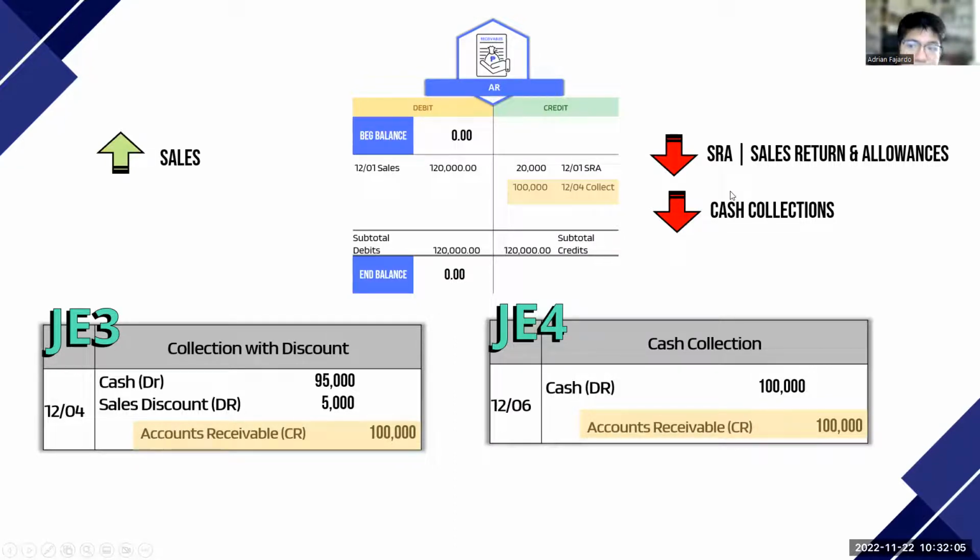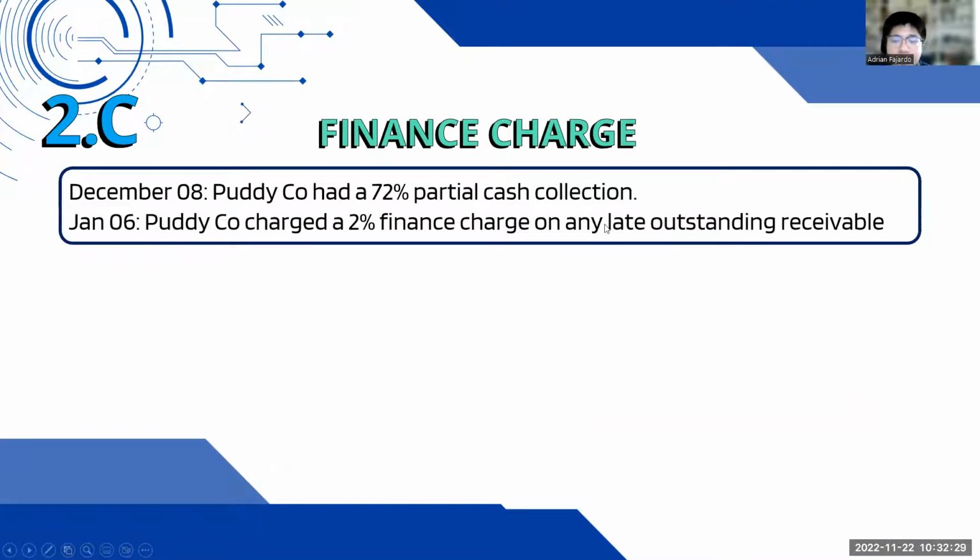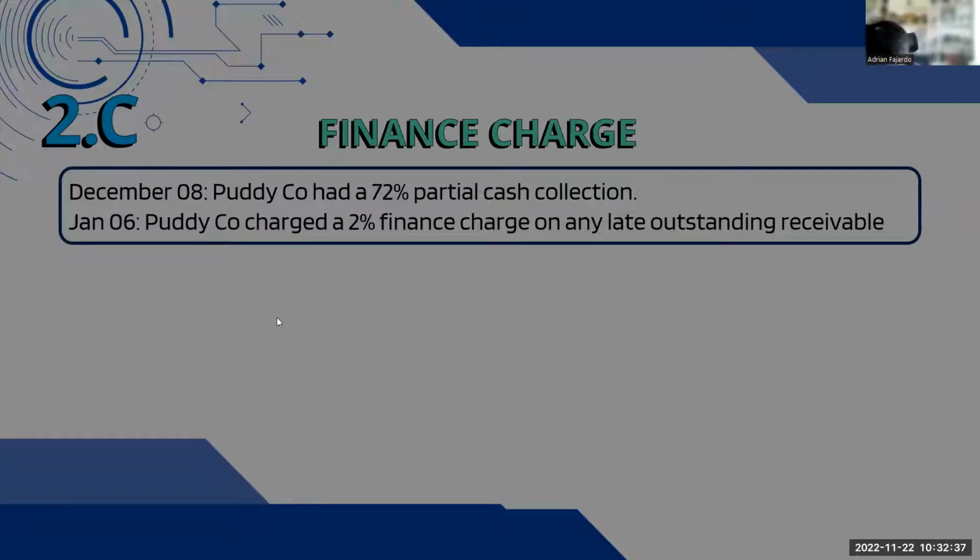So now, we have another rule. Every cash collection will lower your accounts receivable. However, kindly take note that sales discount don't lower your AR. So again, sales return and allowance lowers your AR, but your sales discount does not lower your AR. So again, super important for you to master that. And then let's just complete initial recognition. What if in the third scenario, rather than paying in full, in December 8, the company had a 72% partial cash collection.